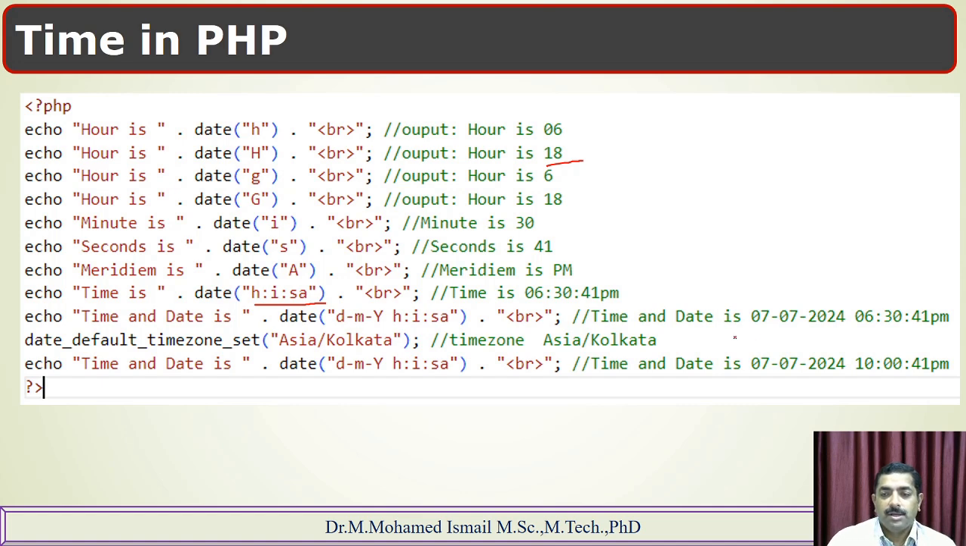So time and date, if I want to print full time and date, this is the format, and I can set the time zone. Normally we live in India, so the time zone is Asia/Kolkata, so we can set the default time zone to Asia/Kolkata. So time and date after setting Asia/Kolkata, 7/7/2004 10:41. So here before the time zone it's 6:30. Now after the Asia time zone it's 10:41 PM.